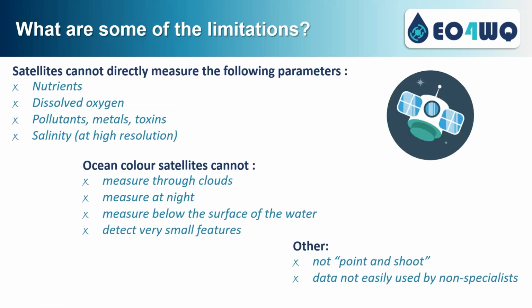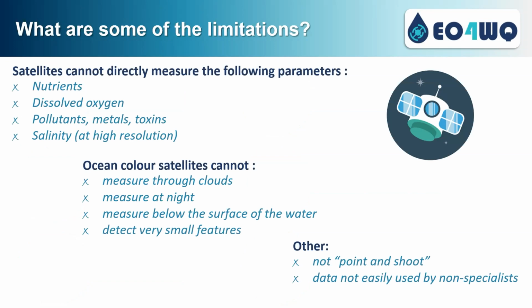There are, however, some limitations. So if a parameter does not have a measurable effect on the color of the water, we are generally not able to detect it. So these parameters like nutrients, dissolved oxygen, various pollutants or toxins, or even salinity at high resolutions are not parameters that we can necessarily detect directly via satellite.